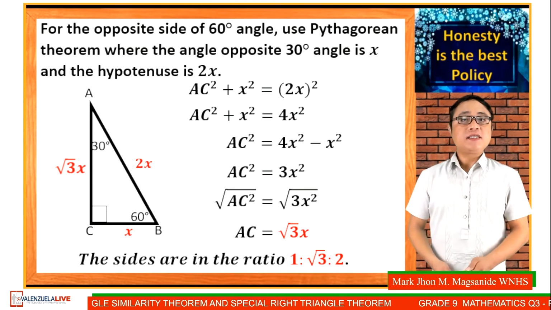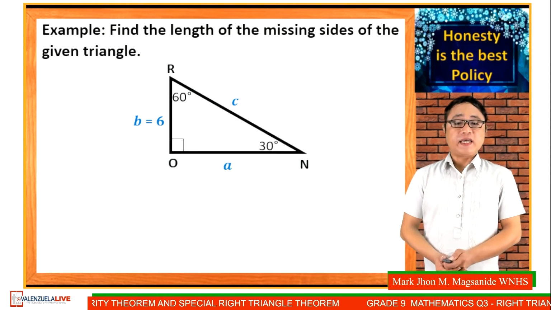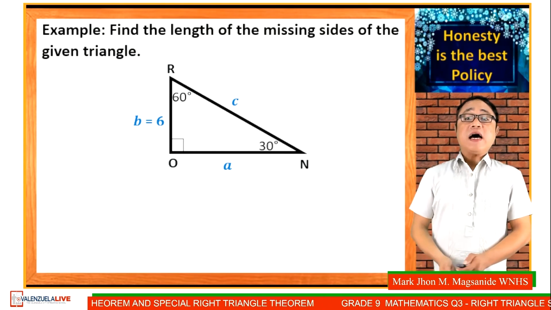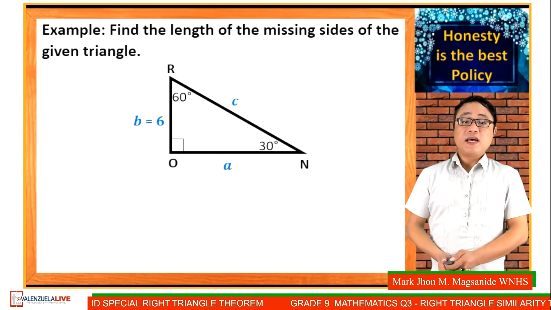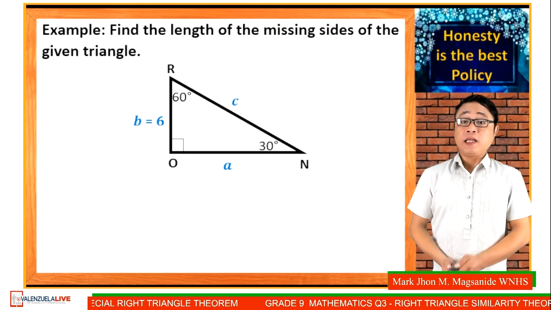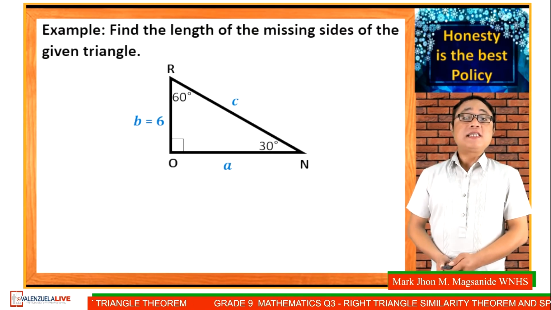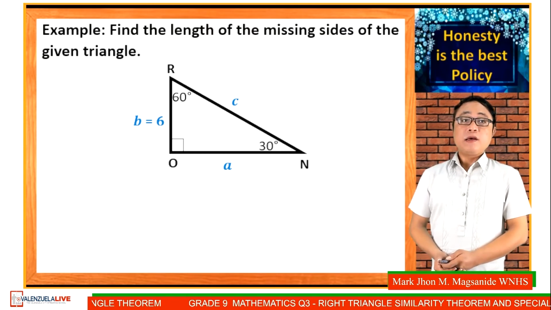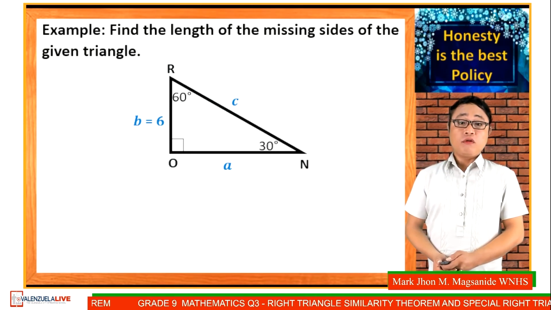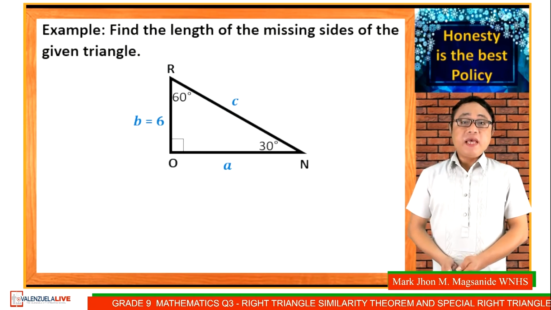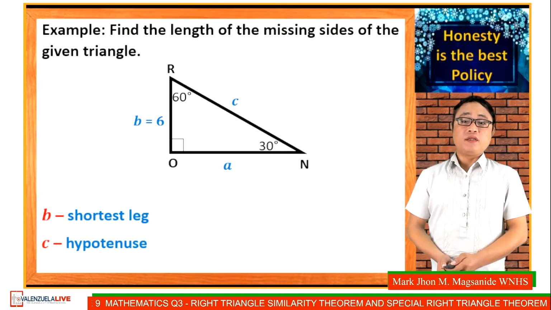Let us now answer this example. Find the length of the missing sides of the given triangle RON with angle R measures 60 degrees, angle O measures 90 degrees, and angle N measures 30 degrees. The sides are represented by A, B, and C. The length of side B is equal to 6. B is the shortest leg, and C is the hypotenuse.